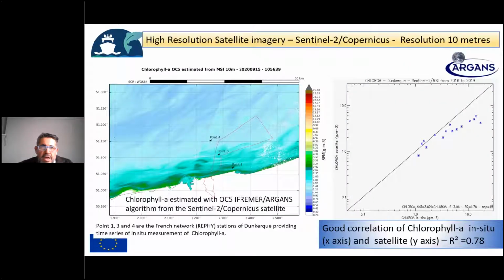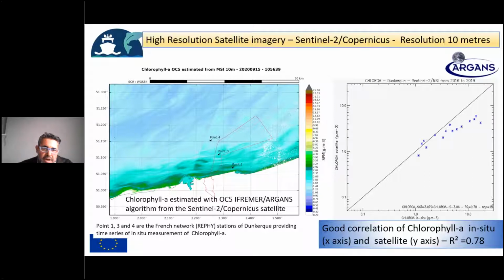Here we have a high resolution satellite image of chlorophyll, and on the left screen you see where it is located, and here in the bar you see how much chlorophyll we have, and on the right screen you see a correlation. On the x-axis is in situ measurements of chlorophyll, and on the y-axis it's the satellite measurements, and the R square is 0.8, so it's very close to what we measure.